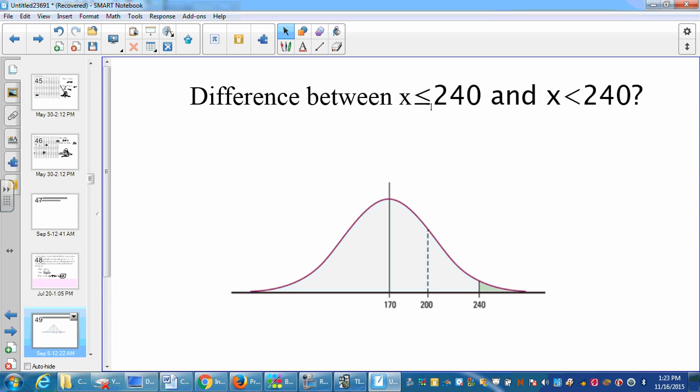Now 0.009 is this part out here, but if we want to see what's the difference between equal to or not equal to, hopefully you know that there is no difference, because in a continuous random variable, being equal has a probability of 0.